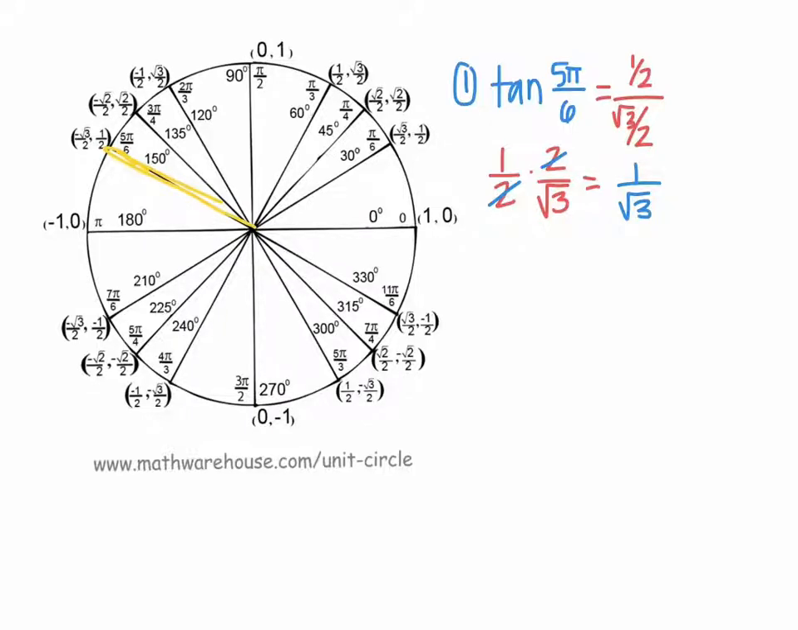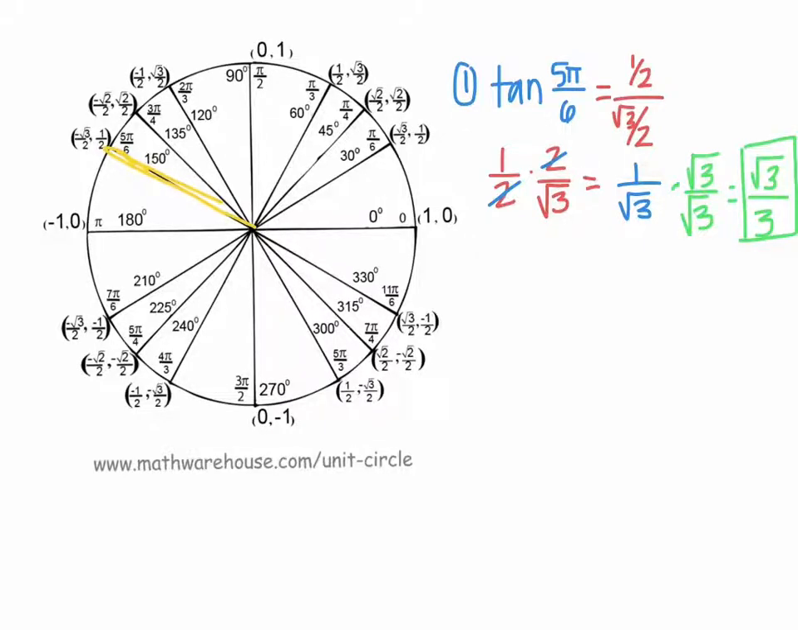Okay, again, that is technically the right answer, but it is not proper because it has a square root in the bottom. So I'm going to rationalize it with square root of 3 over square root of 3. Remember, that's like me multiplying by a big fat 1. 1 times the square root of 3 is just square root of 3. Square root of 3 times the square root of 3 is 3. So the tangent of 5 pi over 6 is square root of 3 over 3.